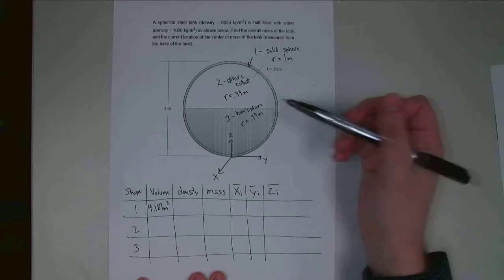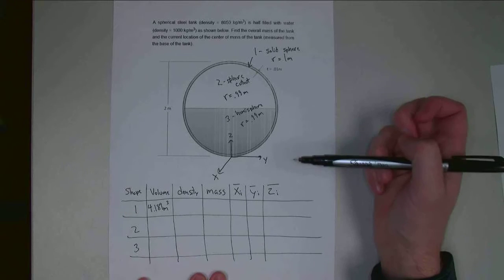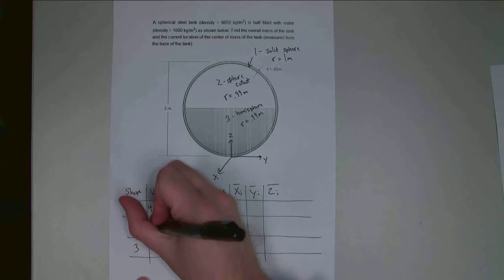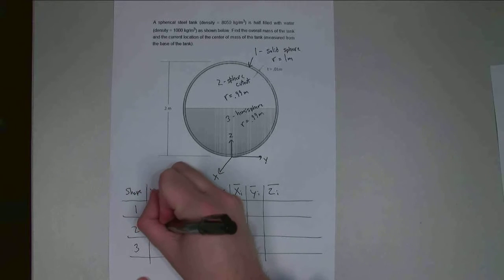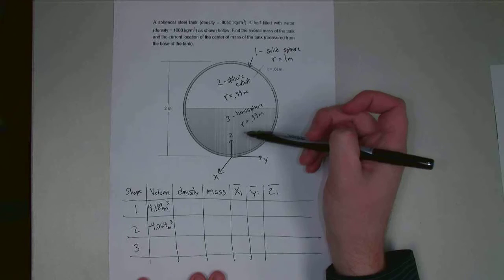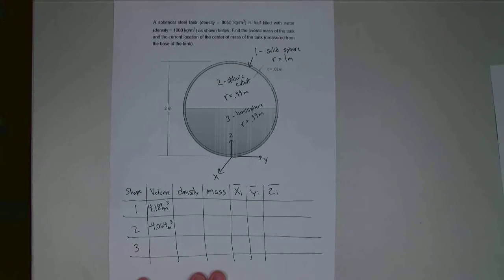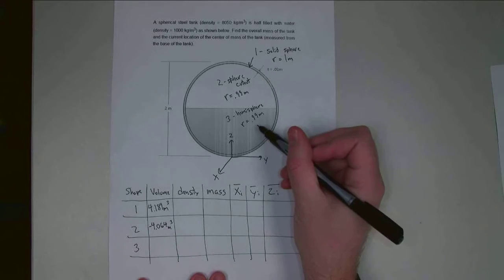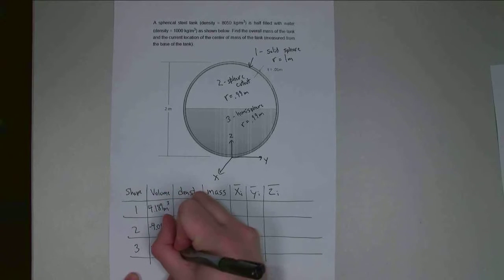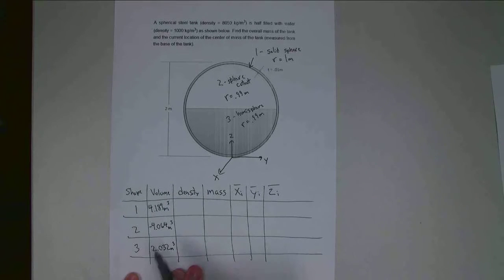For the spherical cutout, it's the same equation, 4/3 pi r cubed. My radius goes down to 0.99 meters though, and since this is a cutout, it's a negative volume. So negative 4.064 meters cubed for that. And the final one is the hemisphere. Looking that up again in my table, the volume of a hemisphere is 2/3 pi r cubed, half of the volume of a sphere. This is going to be a positive volume because I'm adding the water in. R is again 0.99 meters, and my overall volume is 2.032 meters cubed. It's half of that number up there.